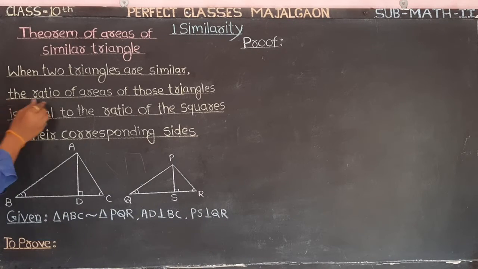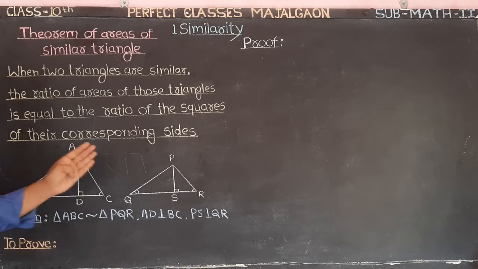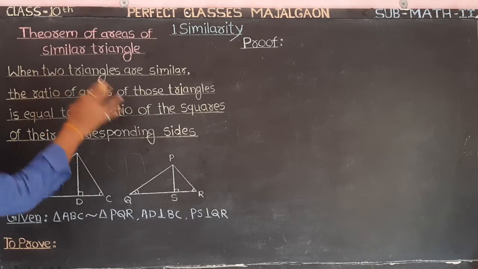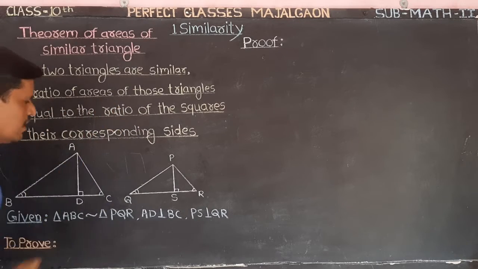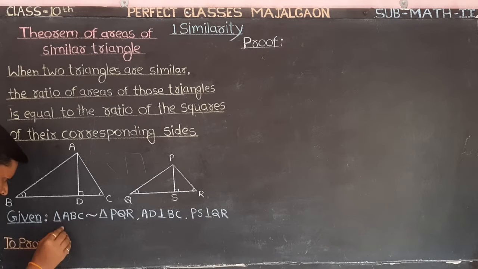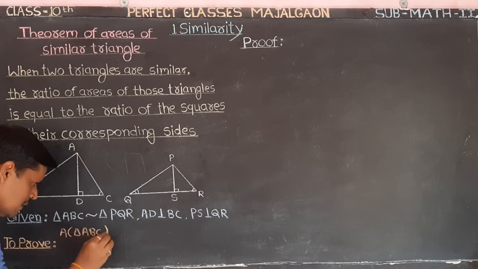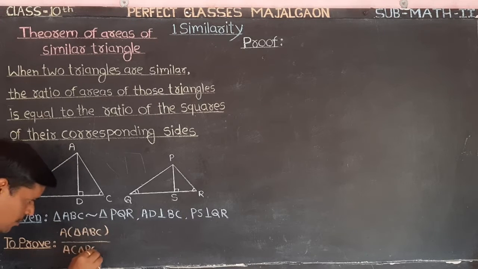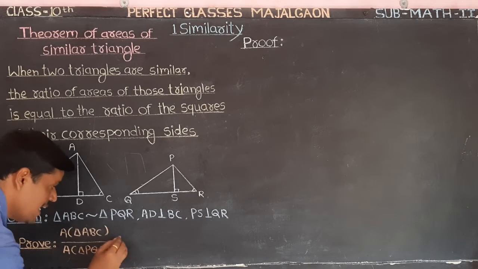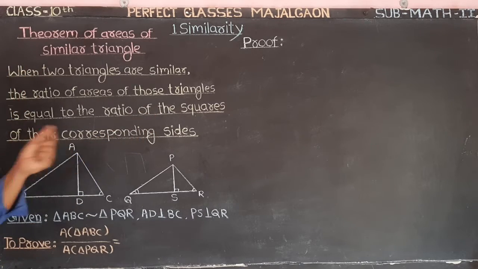Now, what is the to prove? Here, the ratio of areas of those triangles is equal to the ratio of squares of their corresponding sides. Therefore, from this we will write the proven part, or what is to prove. The ratio of areas of those triangles: area of triangle ABC upon area of triangle PQR is equal to the squares of their corresponding sides.